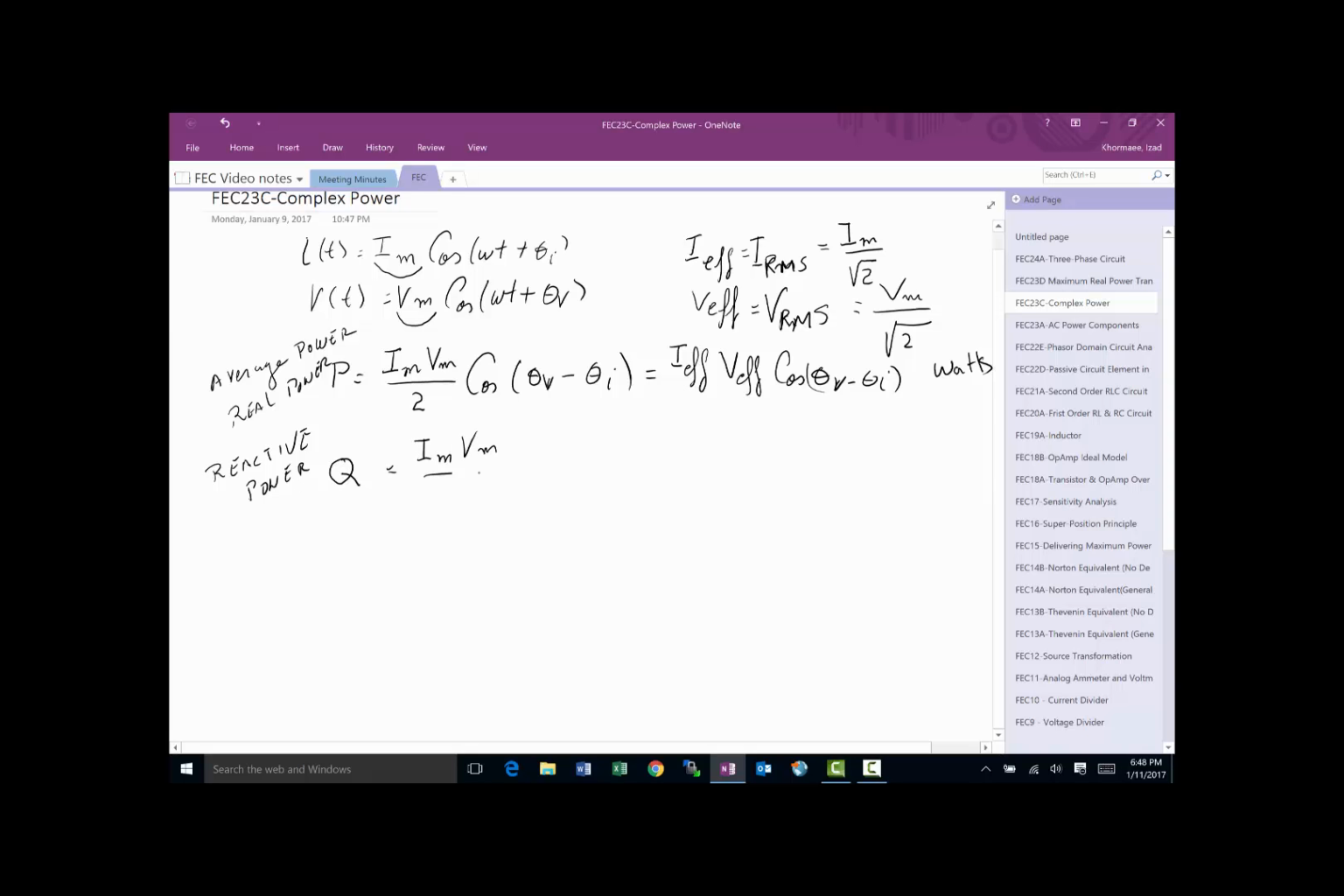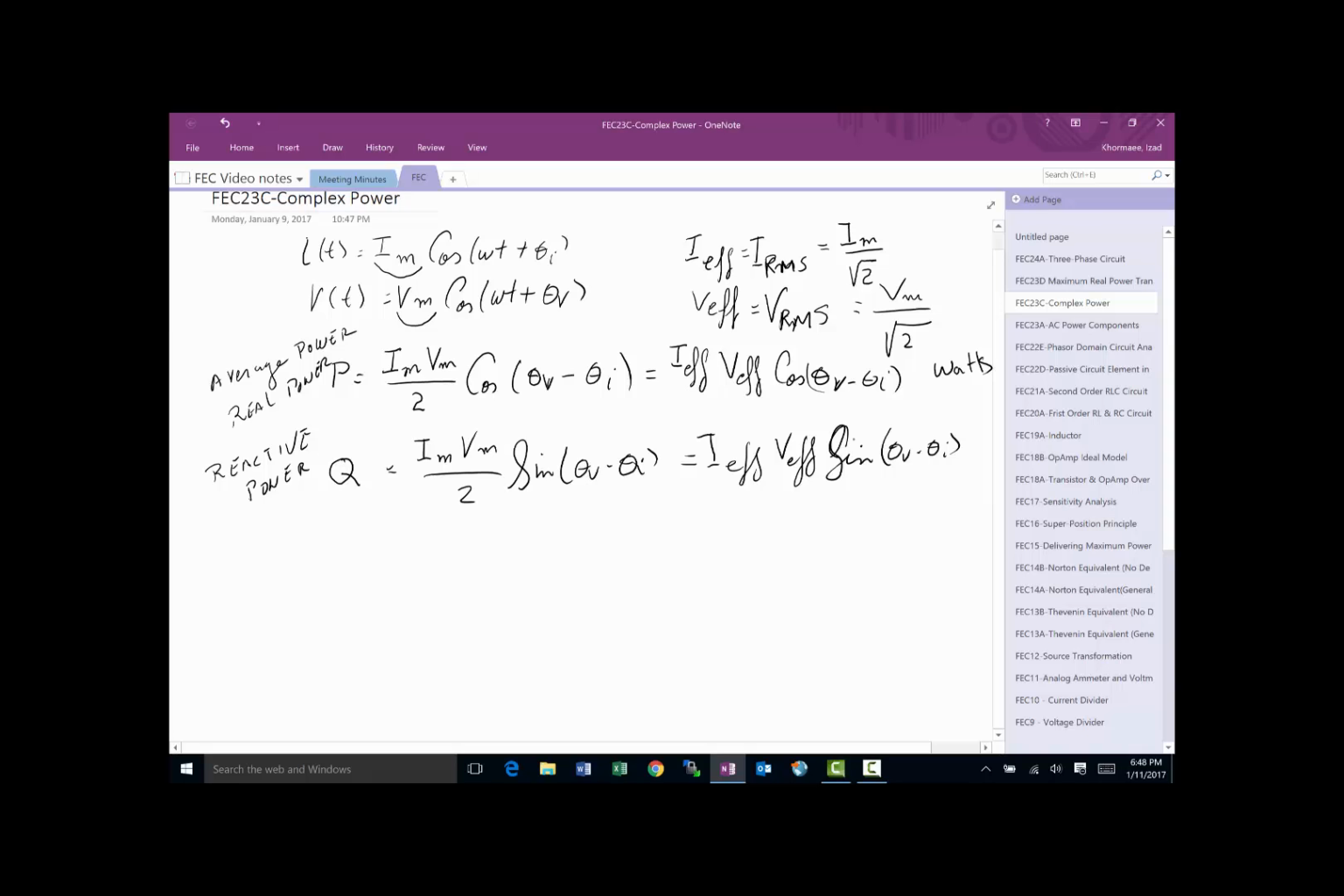The reactive power, again, is pretty much the same idea: Im Vm divided by 2 times sine of theta V minus theta I. And again, we can write it in terms of RMS value or effective value: I effective V effective sine of theta V minus theta I. So now we have that.